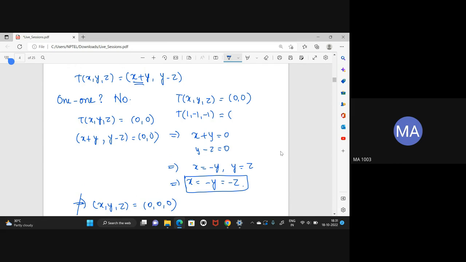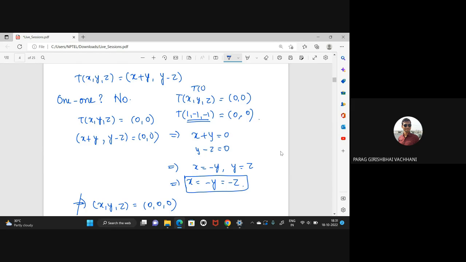What is x plus y? 1 minus 1, 0. 0. And 0. So you see that there is another vector other than the 0 vector that goes to 0 comma 0, right? Yes, ma'am.